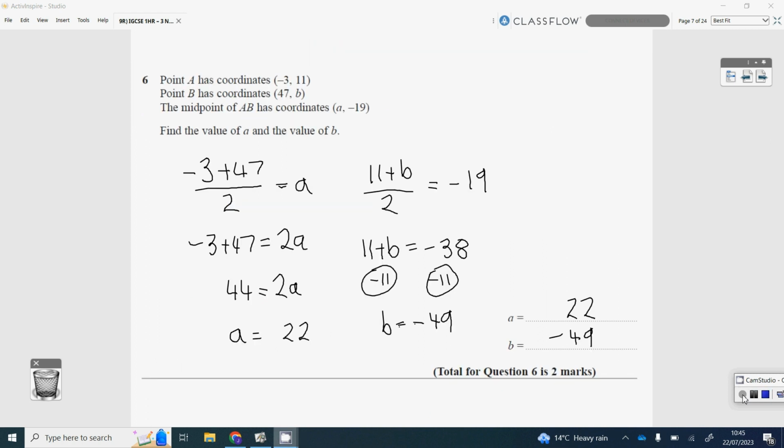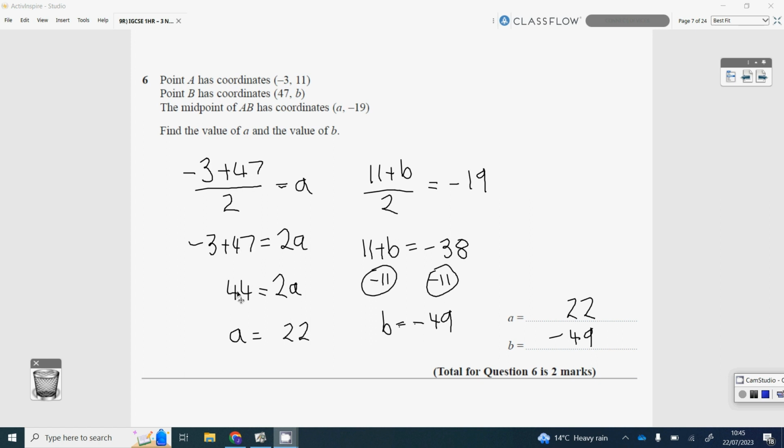Question 6. Now, to work out the midpoint of coordinates, you average the x coordinates and you average the y coordinates. Now, how do you work out an average of 2 numbers? You add them together and you divide by 2. So let's start off with the x coordinates, which are -3 and 47. So to average those, add them together, divide by 2, and that gives us the midpoint, which is a. So we sort of set up an equation here which we can solve. So let's solve it. Multiply both sides by 2.